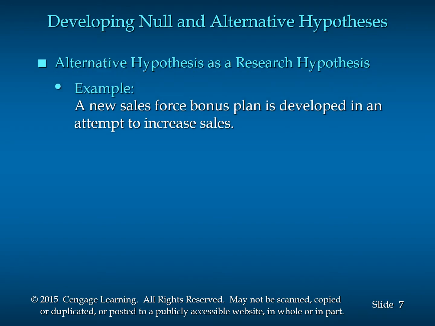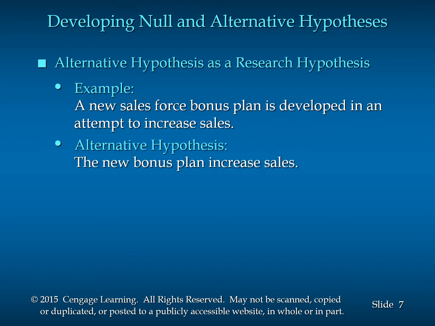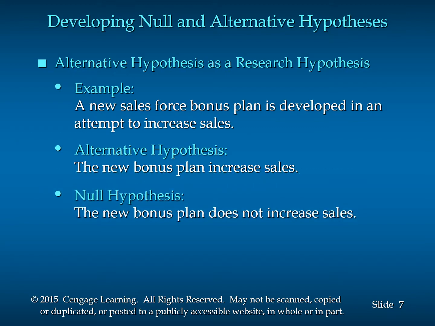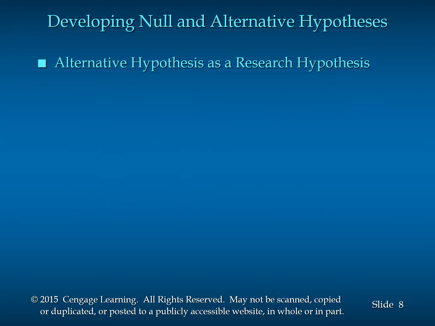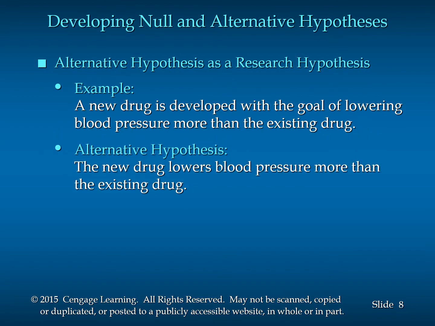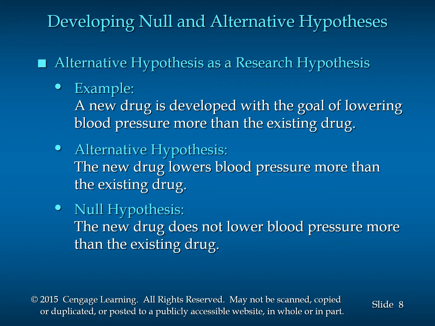Similarly, with the example of developing a new sales plan, we are trying to prove that a new sales plan is better. The alternative hypothesis is the new bonus plan will increase sales. The null hypothesis is the new plan does not increase sales. And again, using an example for a new drug, we see the alternative and therefore the null hypothesis.